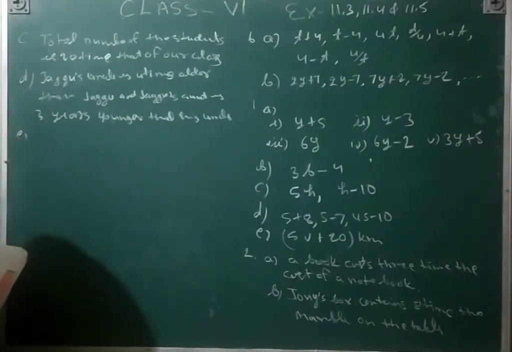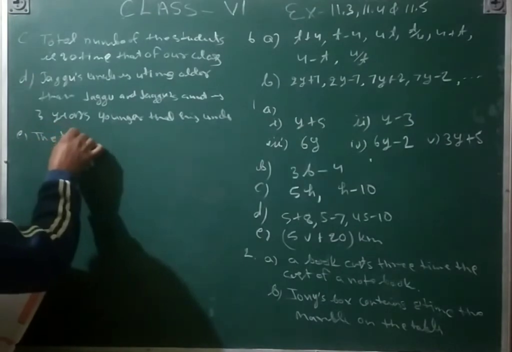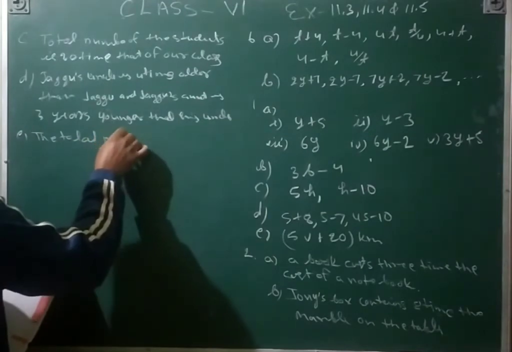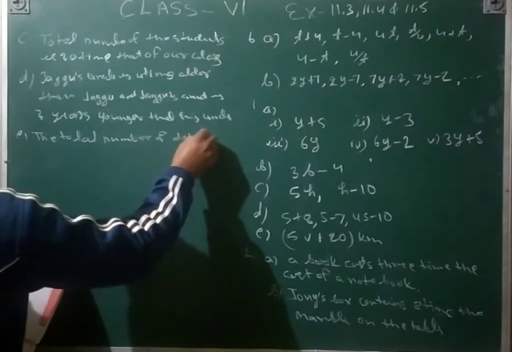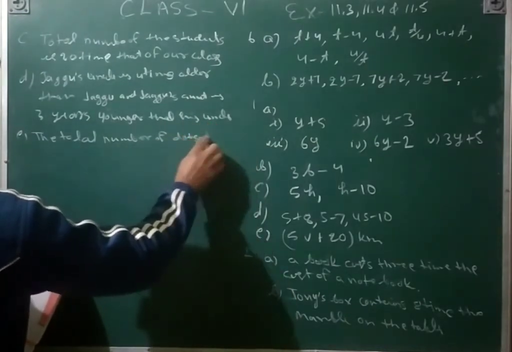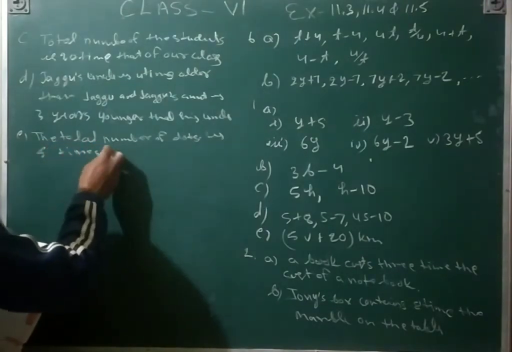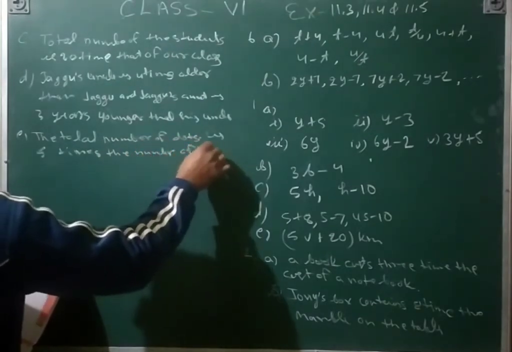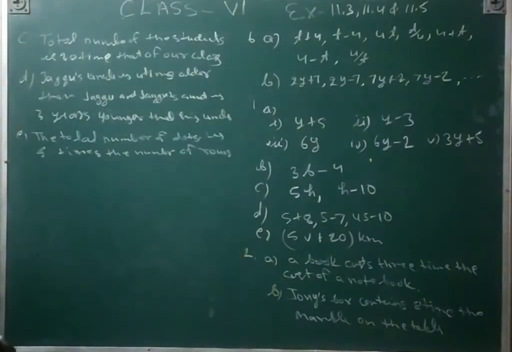And then E, the total number of dots is 5 times the number of rows. That will be question number 3.